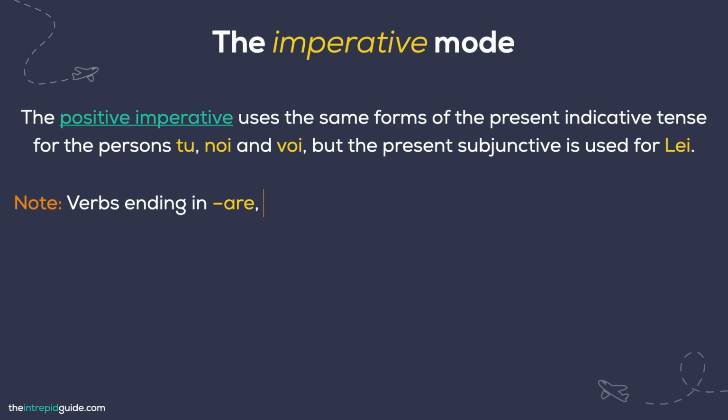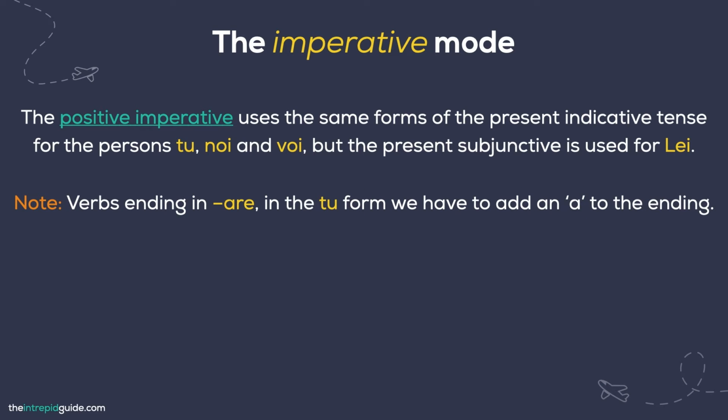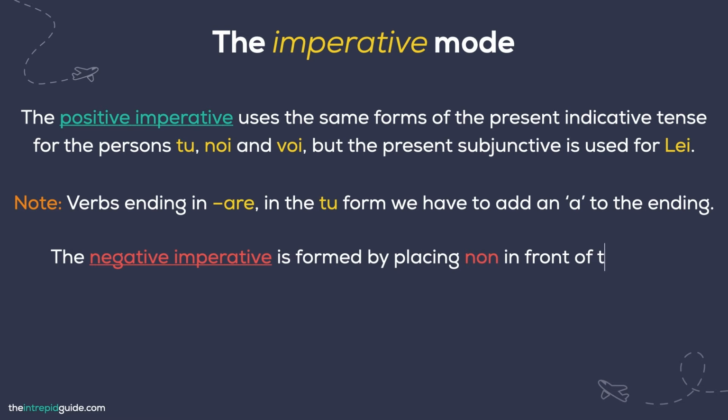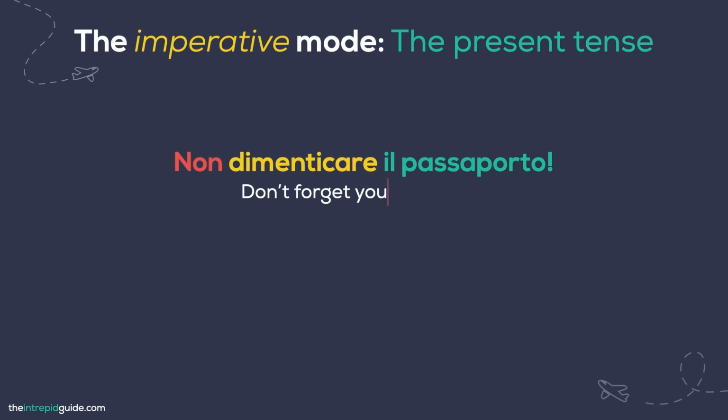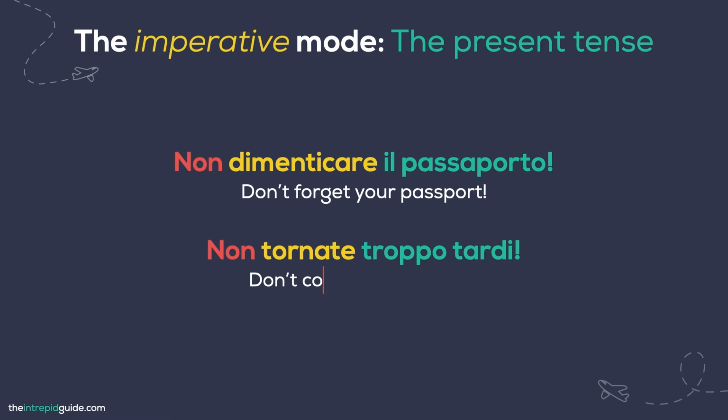Note that with the verbs ending in are, in the tu form, we have to add an a to the ending. The negative imperative is formed by placing non in front of the verb. In the tu form of the verb, we use the full verb, while all the other persons or subjects keep the same form of the positive imperative. Take a look at these examples. Non dimenticare il passaporto. Don't forget your passport. Non tornate troppo tardi. Don't come back too late.